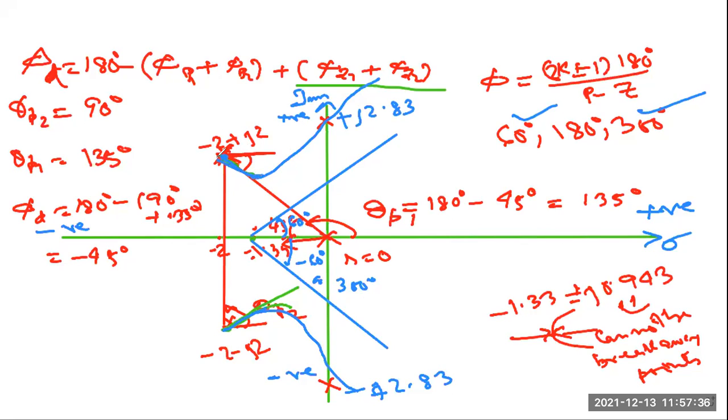So the actual path of the root locus, this is one. Sorry, just a minute. This is one root locus, this is another root locus, and the third root locus is this. Is it clear? Any doubt? Please tell me, I will clear your doubt, because this is the way you have to solve any numerical problem.